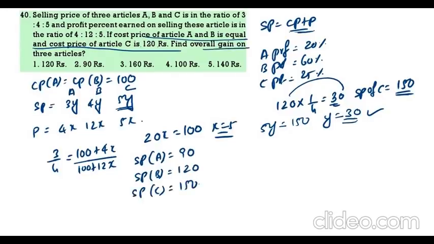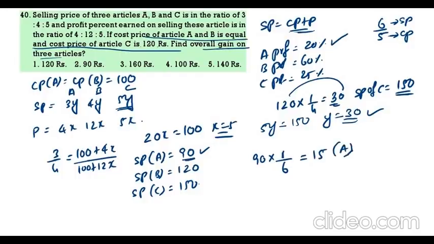Now find the overall gain of 3 articles. See, what is the profit percentage of each? A selling price 90, A profit percent 20. 20% profit means 6 by 5, so where 5 is the cost price, 6 is the selling price. So for profit we only want to calculate one part. So 90 into 1 by 6, this is 6 parts. That is 15. This is A. Now B.